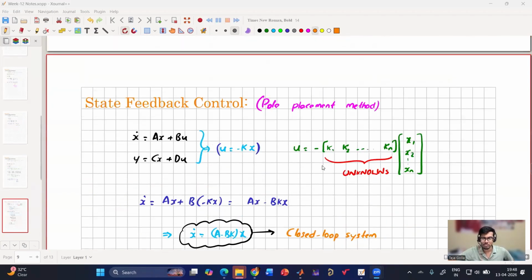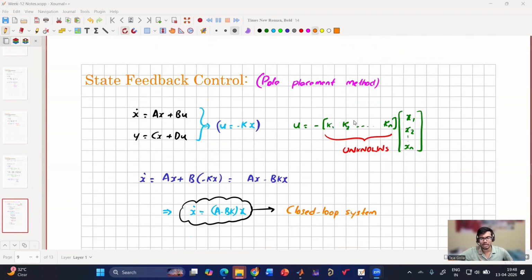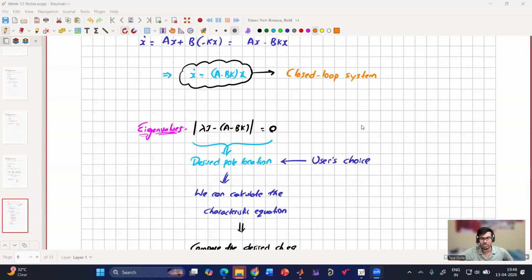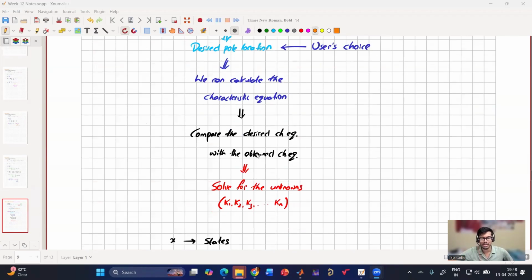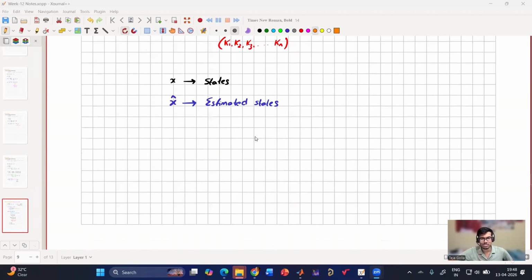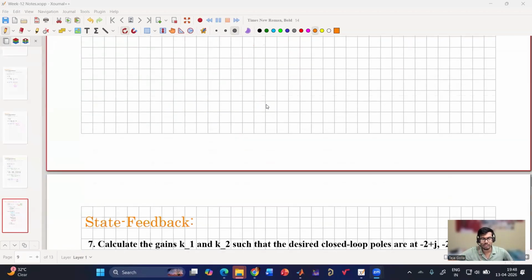Then we have gone to the state feedback control, where we consider the input of the system to be a function of the states which are fed back to the system, and we write u equal to minus Kx because it's a negative feedback, and this K matrix is the unknown. So the user will give the desired pole locations, which will result in the desired characteristic equation. Now comparing these two equations, we'll solve for k1 up to kn.